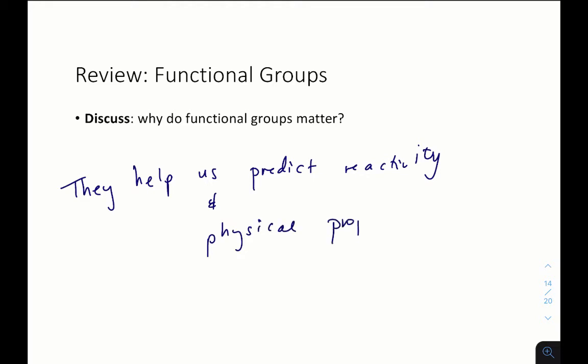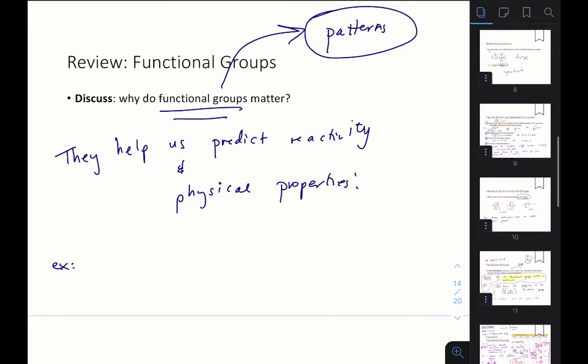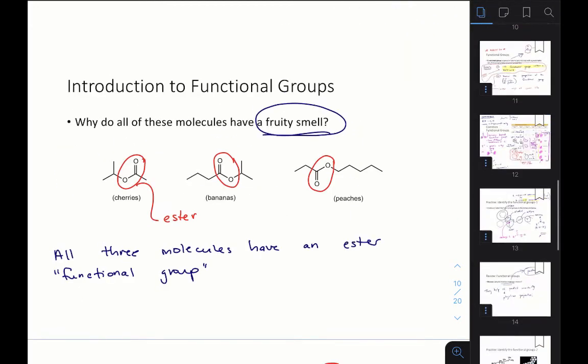So what do we need to do? We need to look for patterns, and these functional groups provide the basis for patterns and reactivity, and we want to really rely on them so that we don't have to memorize a zillion different things. I can give you one more example. I showed you that some small esters smell sweet. We saw that at the beginning. They have those fruity smells.